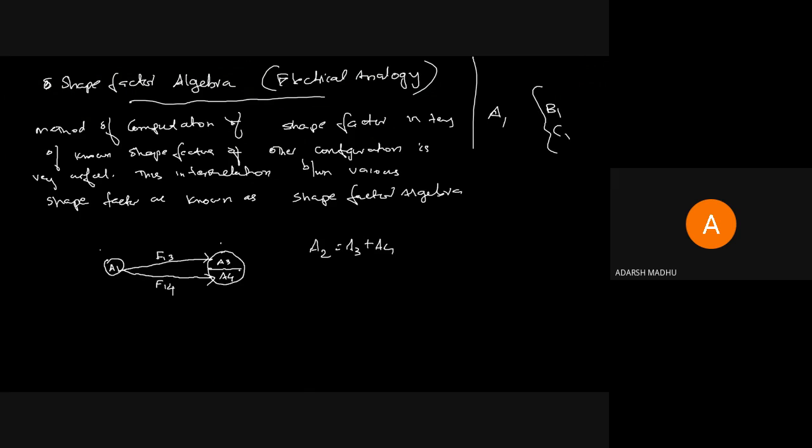So here I am writing that by definition of shape factor, the fraction of total energy emitted by A1 that impinges on A2 must be equal to the fraction falling on A3 and A4.